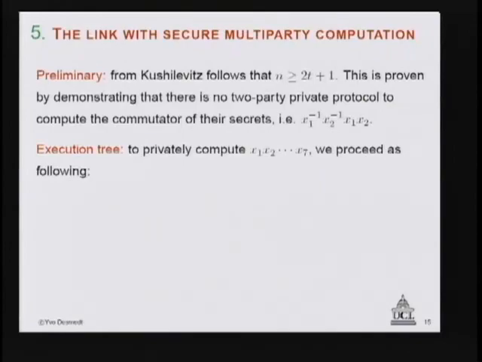So the first party has x1, the second party has x2, and then once you demonstrate that you cannot do this two-party computation, then you jiggle with this, and then you can extend that to demonstrate that you cannot do the multi-party computation except if n is larger or equal to 2t plus 1. So how are we going to do that?